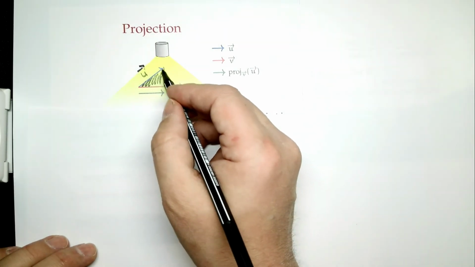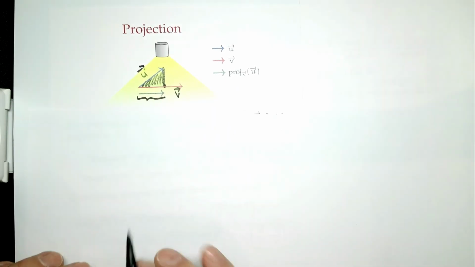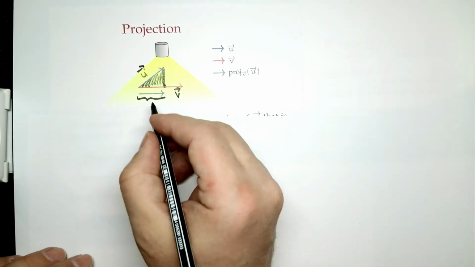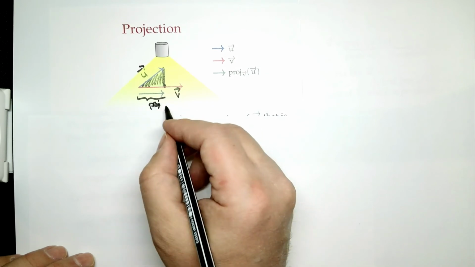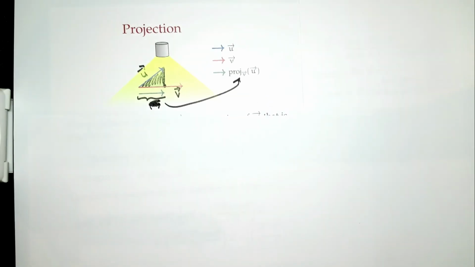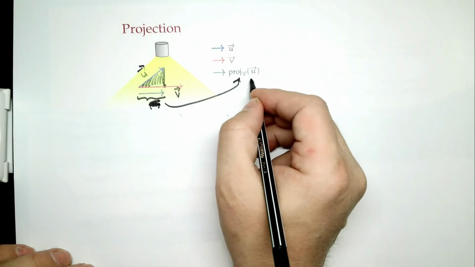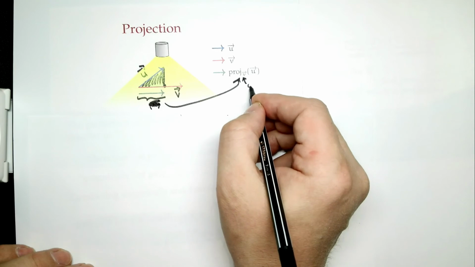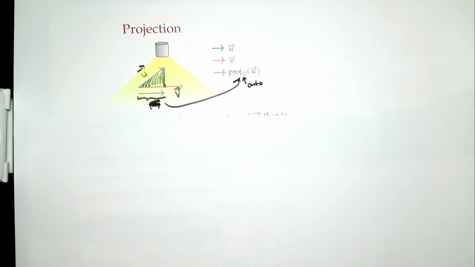And the resulting vector, this part right here, that vector is what we call the projection. Okay, it's the projection of u onto v. So v is the one I'm projecting onto, so the result is going to be a multiple of v.